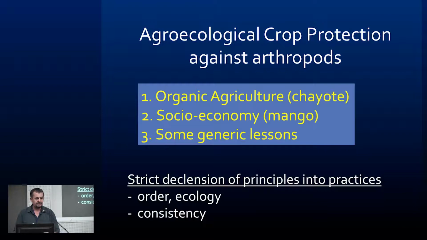The second part is devoted to mango, agroecological crop protection in mango orchards, with a special focus on socio-economic aspects. And from these two experiences, we'll try in the third part to get some generic lessons that could be useful for other experiences in another context. I would like to stress that it is only the strict declension of the principles of agroecological crop protection into practices.